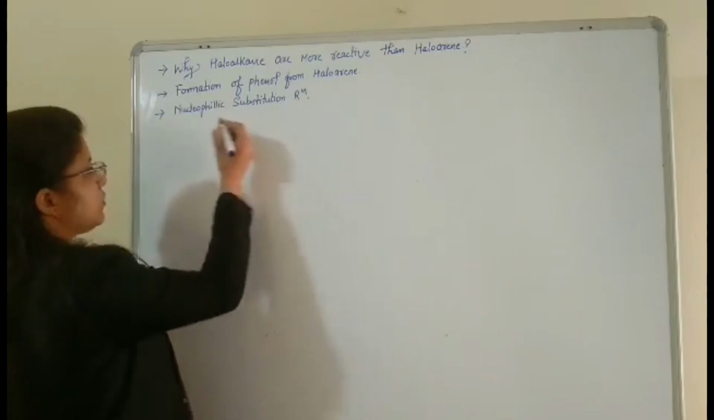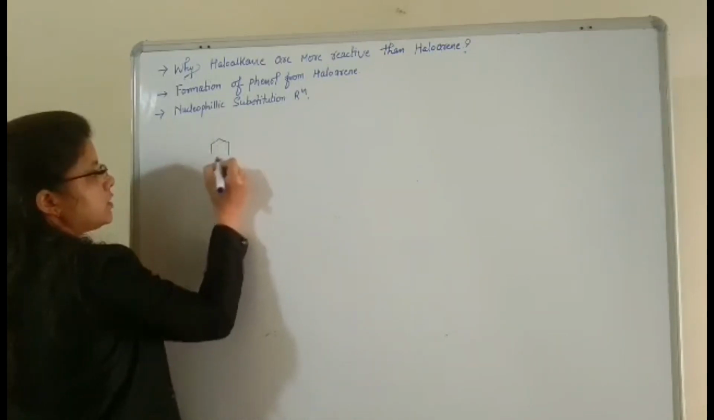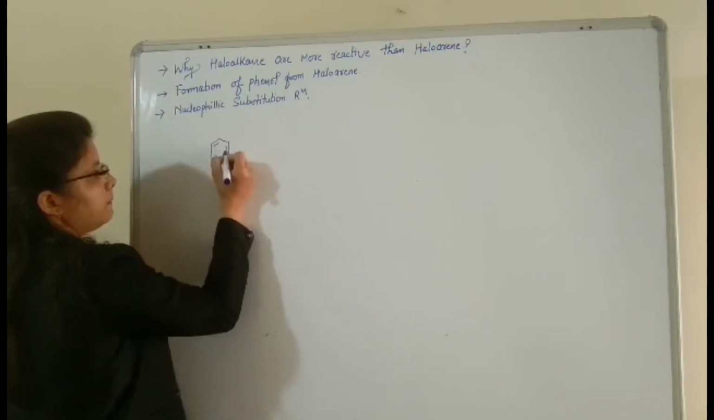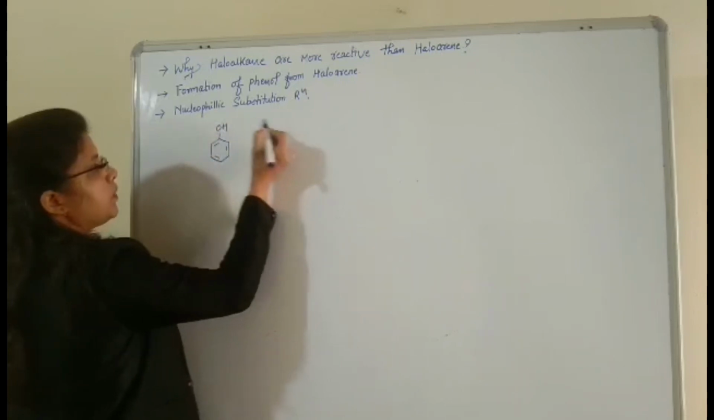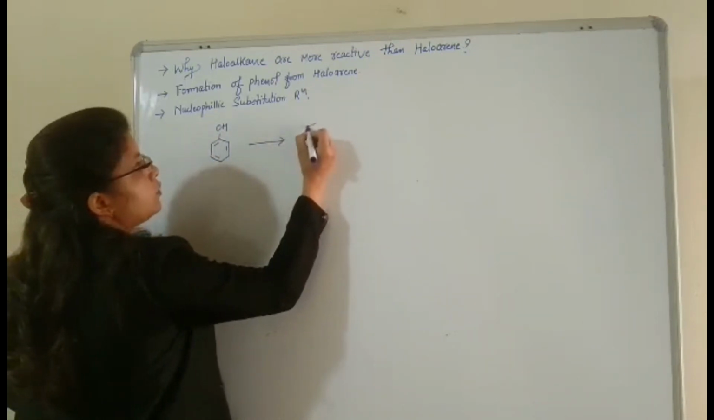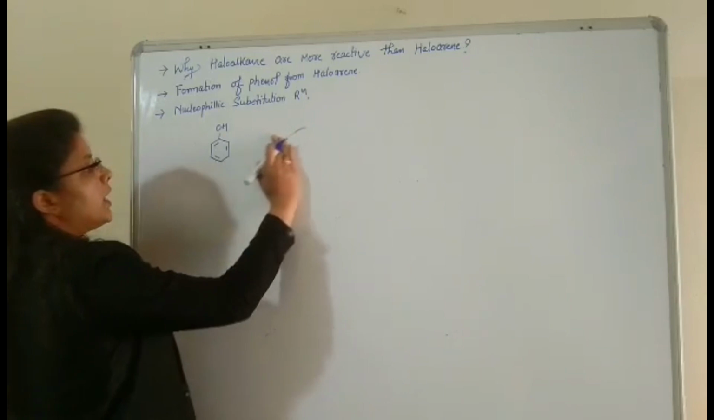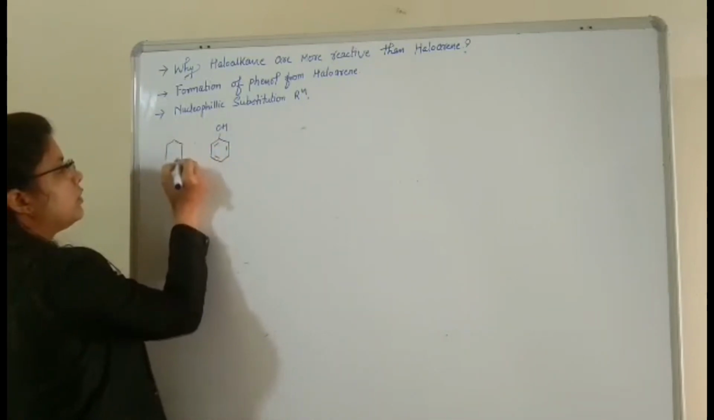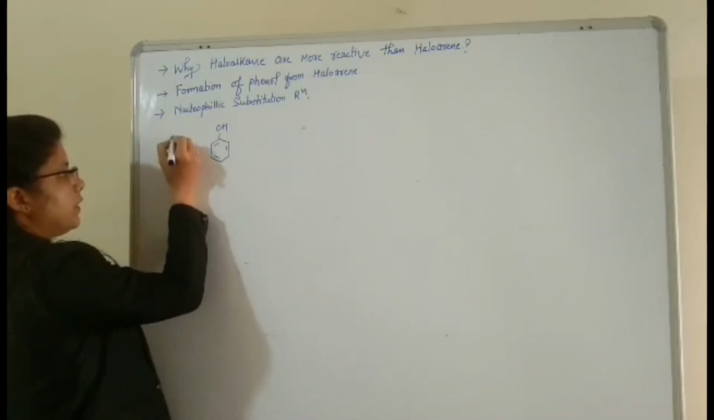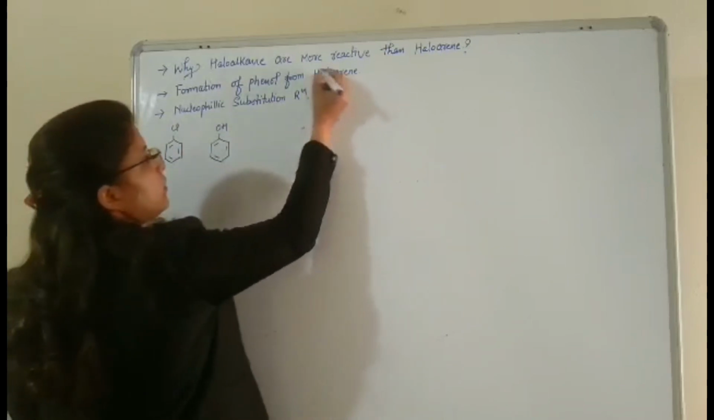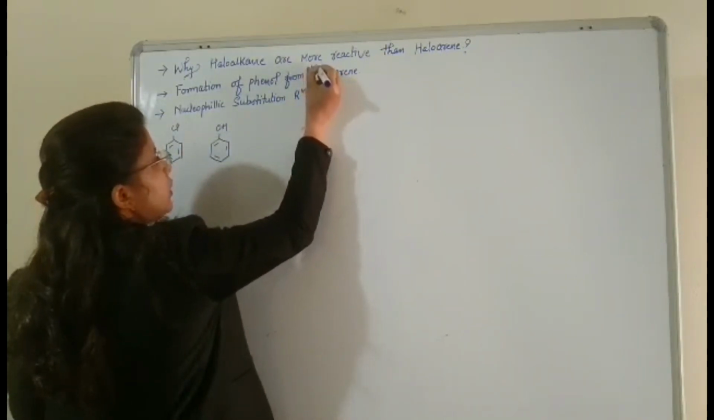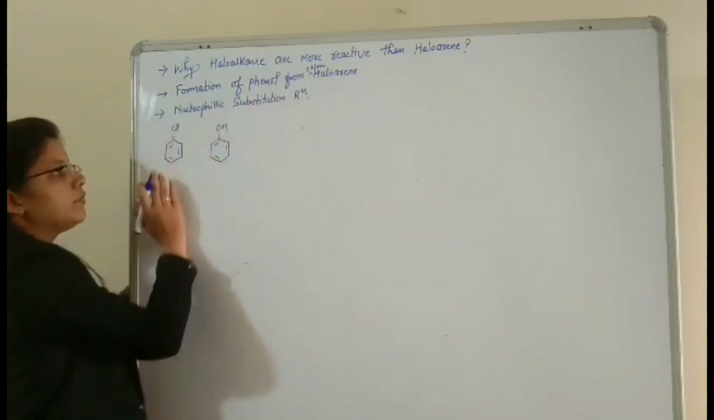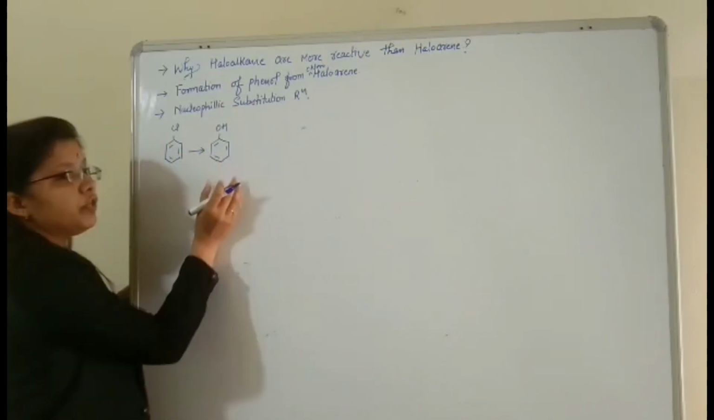So what is the structure of a phenol? This is the structure of a phenol. Okay. Then we have to prepare phenol from the haloarenes, or we can say chlorohaloarenes, right? If I am taking a chloro form of a haloarene, so we can say chloro derivative of haloarenes, we have to prepare a phenol.